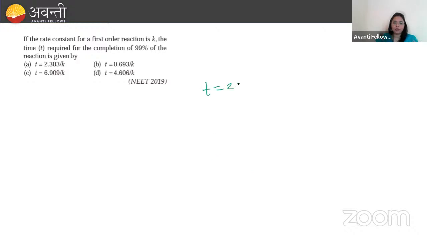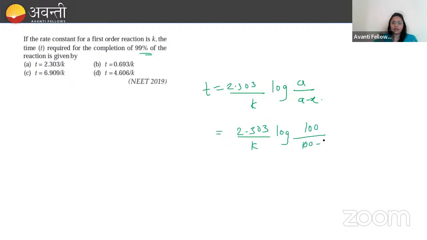T is equal to 2.303 divided by K log of initial concentration divided by A minus X. Same equation हमको use करना है first order का. तो इनिशियली कितना परसेंटेज है? 100%. उसमें से कितनी कंप्लीट हुई रिएक्शन? 99%. ठीक है, तो हम लोग यहाँ पे लिखेंगे 2.303 डिवाइडेड बाय के लॉग ऑफ 100 डिवाइडेड बाय 100 माइनस 99, 99% कंप्लीट हुआ है ना, इसलिए. तो सॉल्व करो इसको, आपको मिल जाएगा रेट कांस्टेंट.